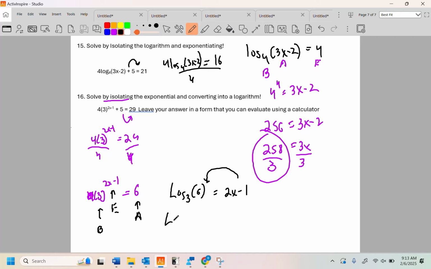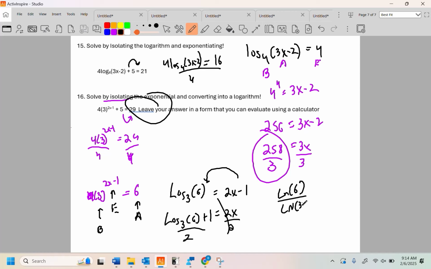We're going to add 1 because we're still playing the isolation game. And we're solving for x here. I see a lot of kids who just like stop. The goal is to get x by itself. Tell me you don't understand algebra without telling me you don't understand algebra. If it says solve, you get x alone. That's what you do. So this is what x is, but it does say leave your answer in a form that you can evaluate using a calculator. So I'm going to do change of base. That would become ln of 6 over ln of 3 plus the 1 all over 2. Final answer. And there you go.